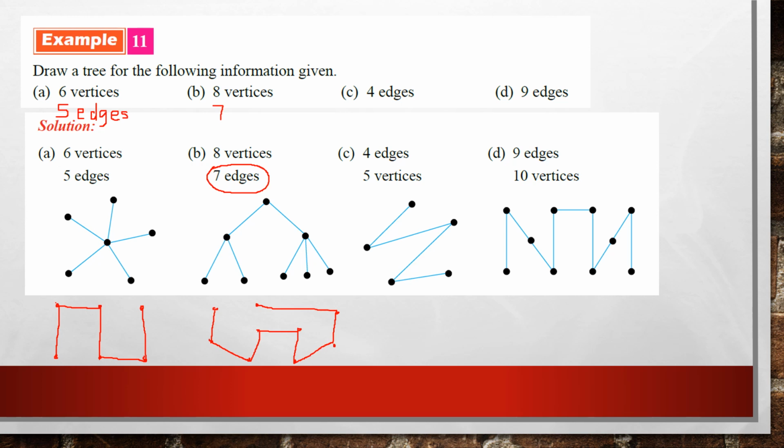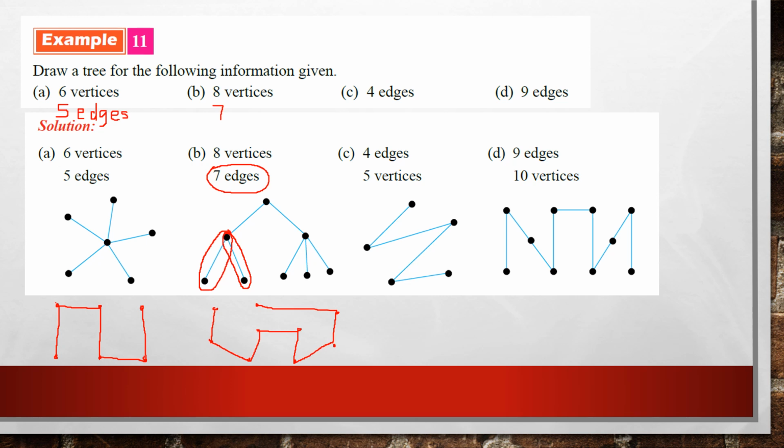Each pair of vertices is connected by only one edge. For example, this vertex and this vertex are connected by one edge. This vertex and this vertex are connected by one edge. So you must follow that.